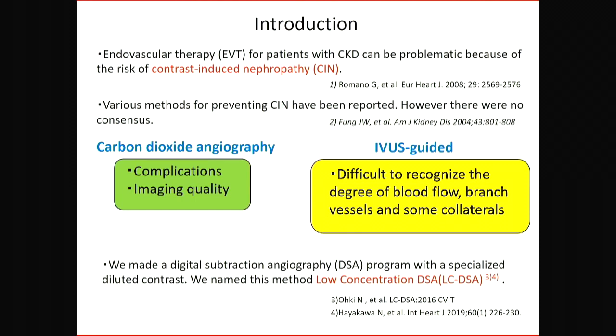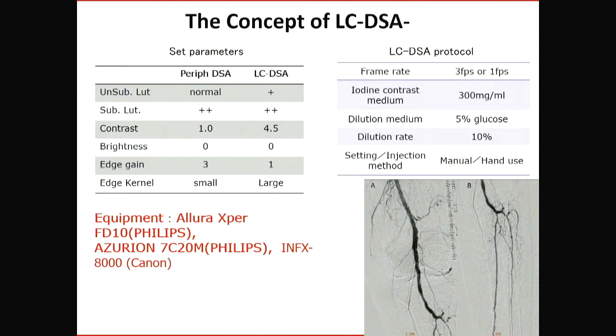So we have now made a DSA program with a specialized diluted contrast, and we named this method low concentration DSA, LC-DSA. So we adjusted the DSA parameters like this on Philips and Canon angiographic machines. A very high contrast with low edge gain because of the noise reduction. And we used 10% diluted contrast that is almost equivalent to CO2 DSA. And we injected manually about 5 to 10 milliliters per shot.